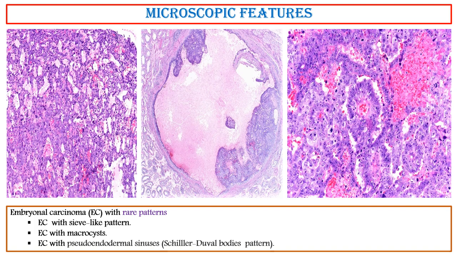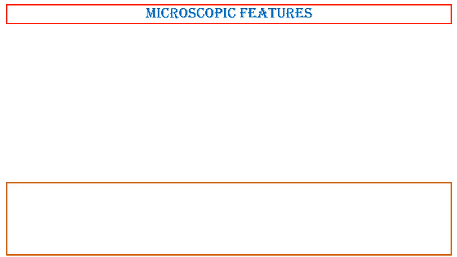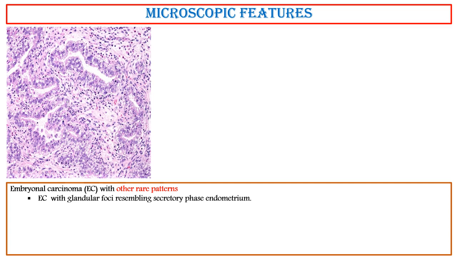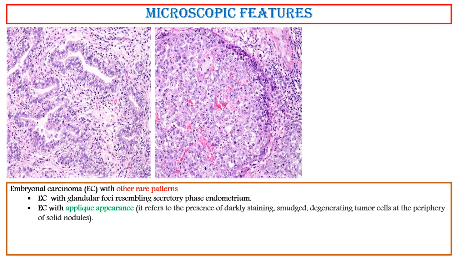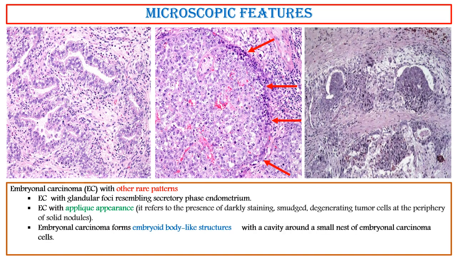Schiller-Duval bodies pattern. Embryonal carcinoma with other rare patterns. Embryonal carcinoma with glandular foci resembling secretory phase endometrium. Embryonal carcinoma with appliqué appearance. It refers to the presence of darkly staining, smudged, degenerating tumor cells at the periphery of solid nodules.